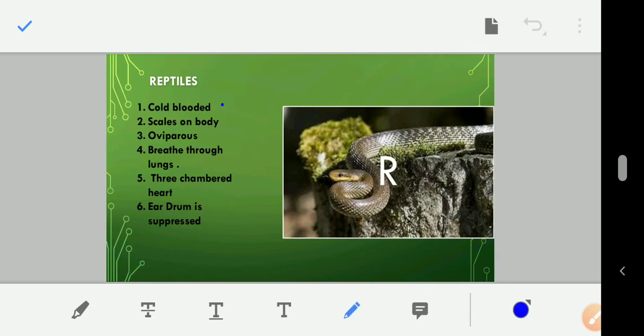Reptiles, cold-blooded means body temperature varies with the surroundings. They have scales on their bodies. Oviparous, breathe through lungs. They have a 3-chambered heart except in crocodile. They do not have eardrum, means they cannot hear. So here you might be thinking, when the snake charmer plays the been, how do they listen? They are not listening. They are reacting to the vibrations created by that.